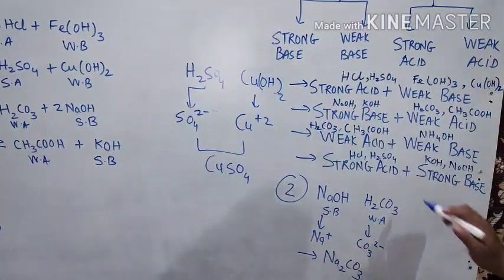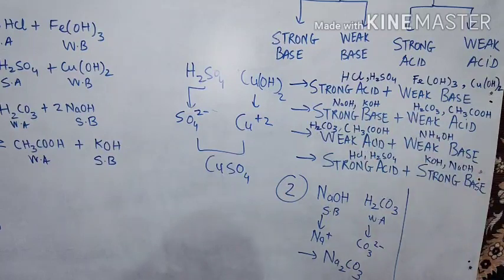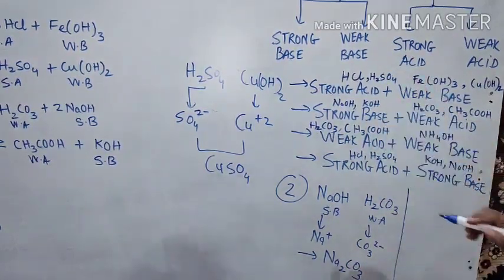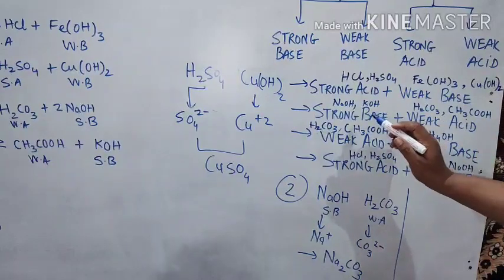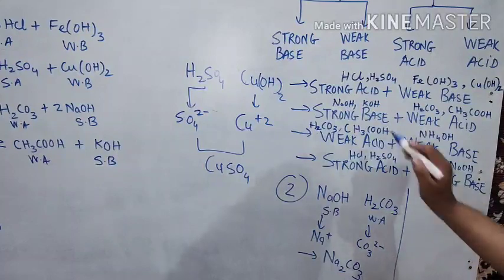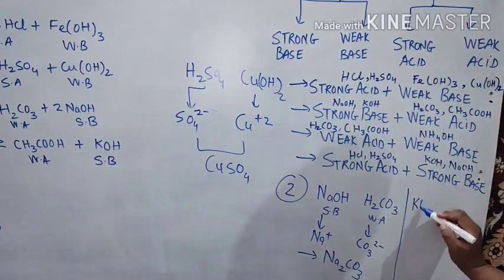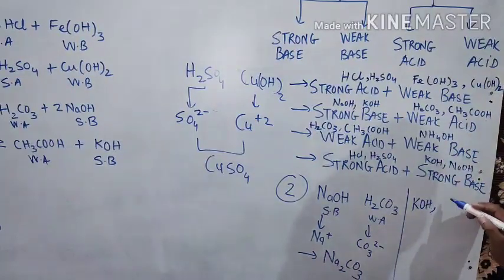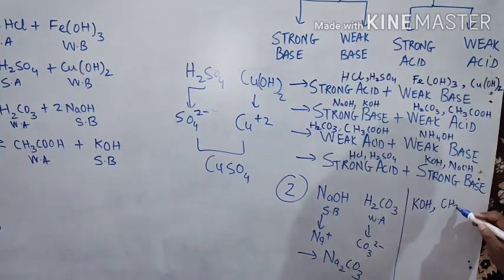Now let us take another example here only, because this is very important to practice and you will get all the concepts clear in a very easy manner when you understand this part. Now we can take KOH, the strong base. KOH is a strong base. And let's take a weak acid, that's acetic acid, CH3COOH.